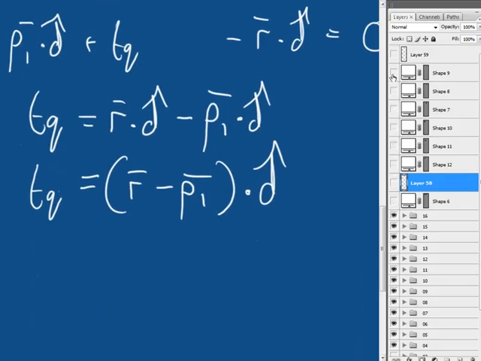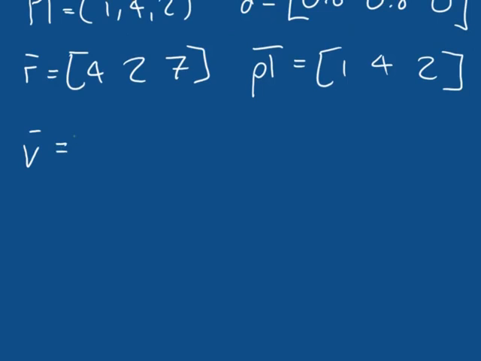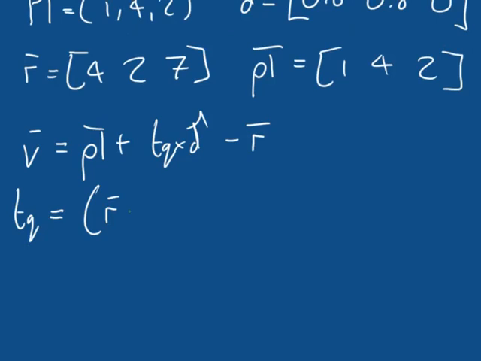So if we were to rewrite that over on our other layer, we know that V is equal to P1 plus TQ times D minus R, and that TQ is given by R minus P1 dot D. So the first thing we need to do is calculate TQ using our vectors. Once we have a value for TQ, we can put it into this equation and calculate V, and once we have that, we can find the length of V, and that gives us the perpendicular distance. So let's start off by calculating TQ.